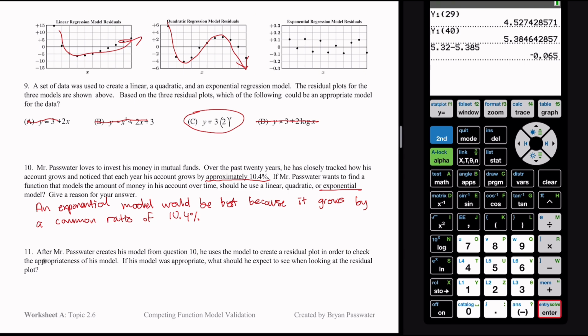So now our next problem. After Mr. Passwater creates his model for question 10, he used the model to create a residual plot in order to check the appropriateness of his model. If his model was appropriate, what should he expect to see when looking at the residual plot? So he wants his model to be appropriate, right? So that means that he doesn't want to see a pattern. So we can write his residual plot should show no apparent pattern if he wants his model to be appropriate. So yeah, he should expect to see no pattern on his residual plot.